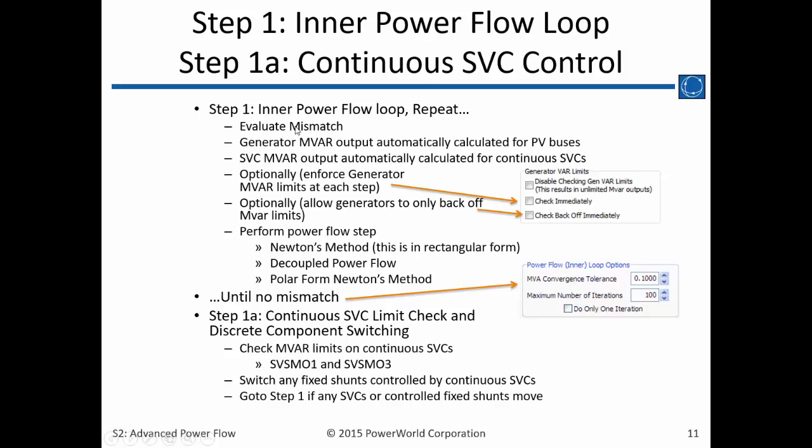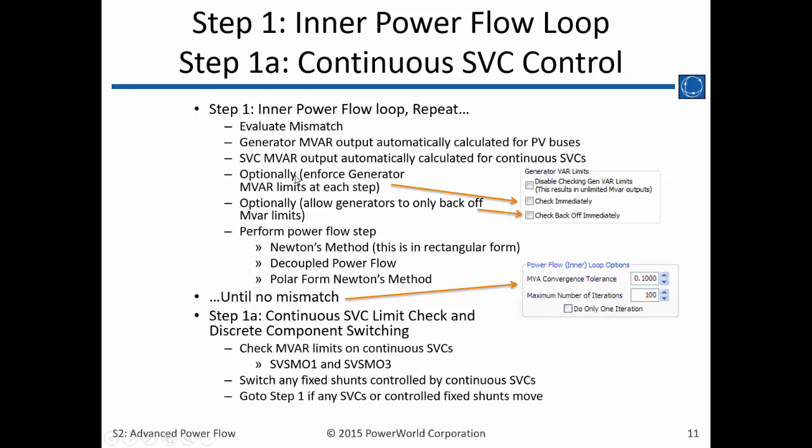So within this inner power flow loop, there is this one check going on for these SVCs that are on continuous control, and if it determines any of those have to be adjusted, it just automatically adjusts them and redoes the inner power flow loop before it even goes out and does any more of the voltage control checking.